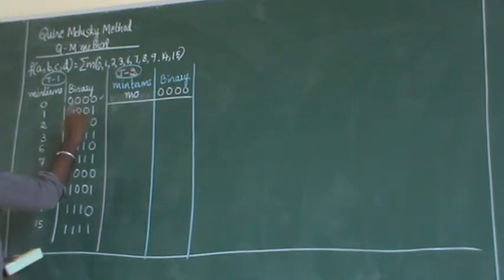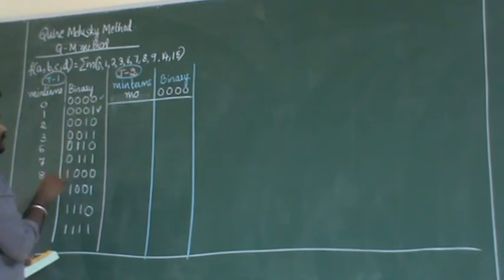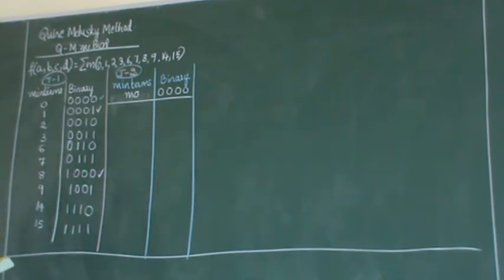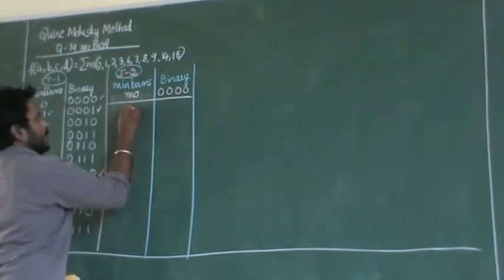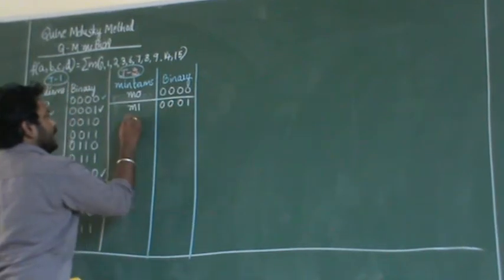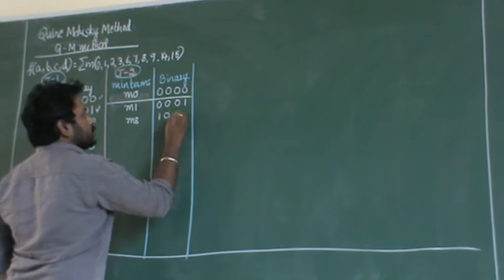Next, which is having a single one. So this representation has a single one. Next, this has a single one. That is M1 and M8. M1, that is 0, 0, 0, 1, and M8, that is 1, 0, 0, 0.